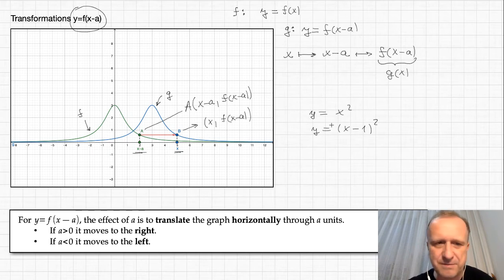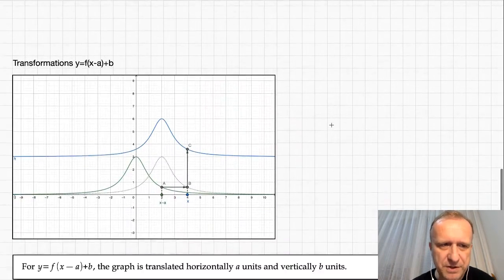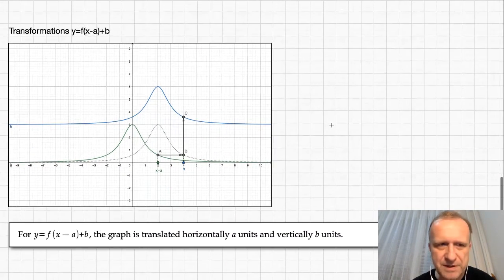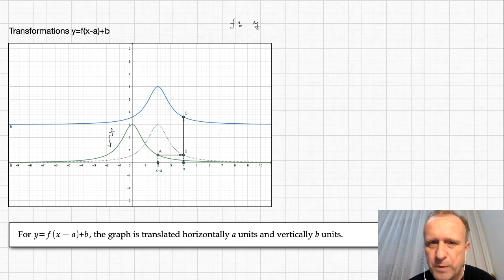Okay, so let's move to the third and the most general case, the transformations in the form y equals f of x minus a plus b. So in this case, I'm going to need one more function. So let us start with the original function f. This is the green function here. f is defined in the following way. You use the formula f of x to calculate the value of y and assign this value to the value of x that you started with.